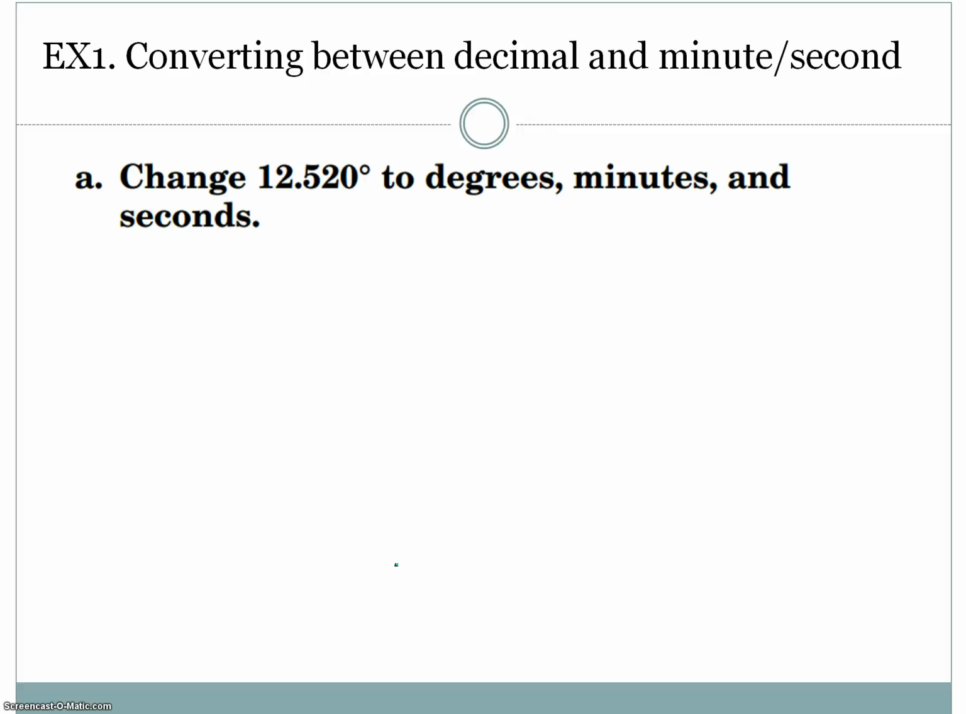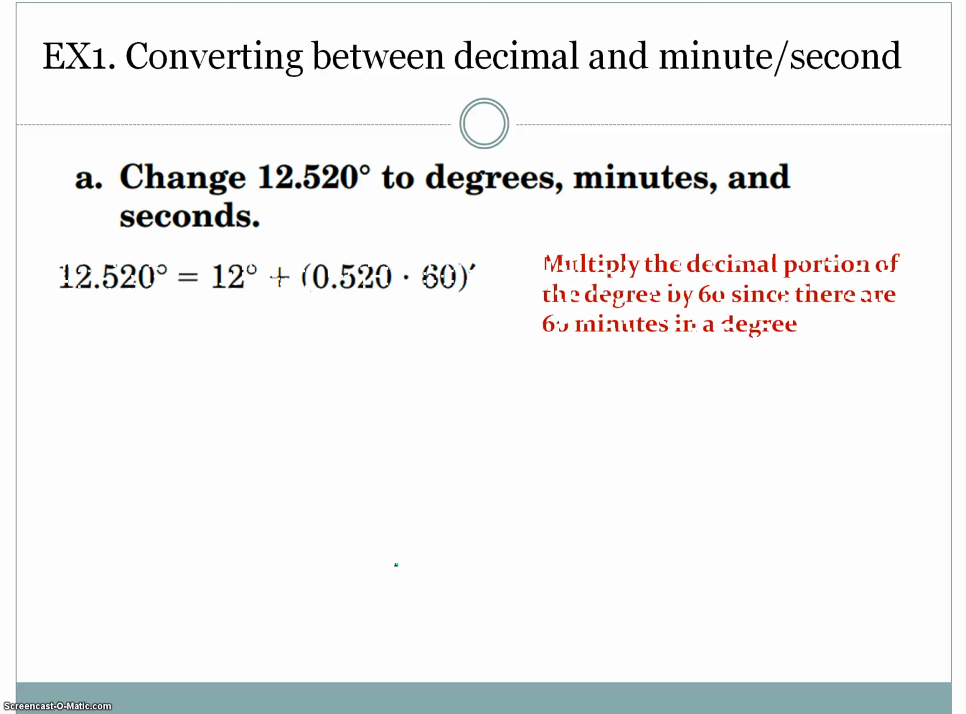But we have, you can see, 12.52 degrees. That's 52/100ths of a degree, in our base 10 number system. So we can convert that into degrees, minutes, and seconds, which is like base 60. The first thing we want to do is look at the portion of the degree that we have. We were given this portion of a degree, which was 52/100ths, right? And we can take that decimal portion of the degree and multiply by 60, since there are 60 minutes in a degree. And that gives us 12 degrees and 31.2 minutes.